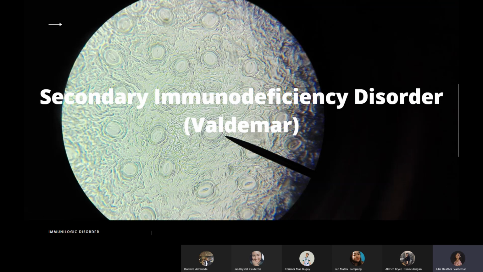So it has increased susceptibility to infections as seen in PID. So again, secondary immunodeficiency disorder is much more common than the primary immunodeficiency disorder, and it is much prone to infection. So next slide, please.